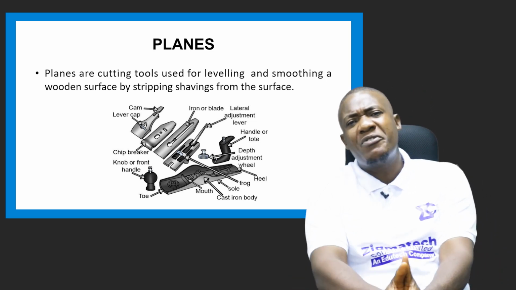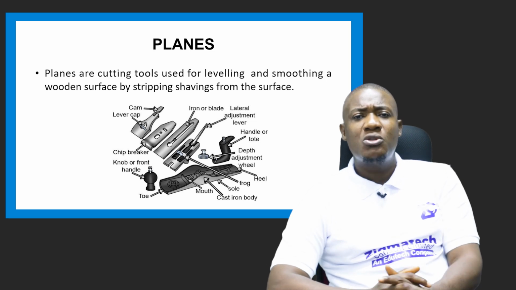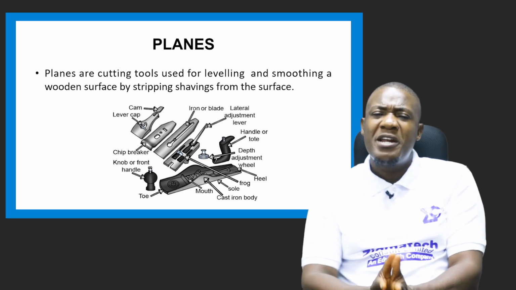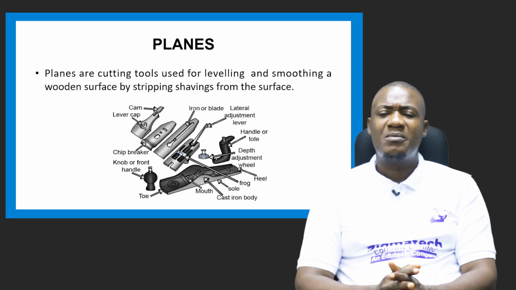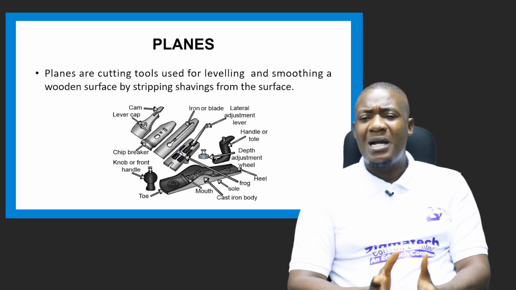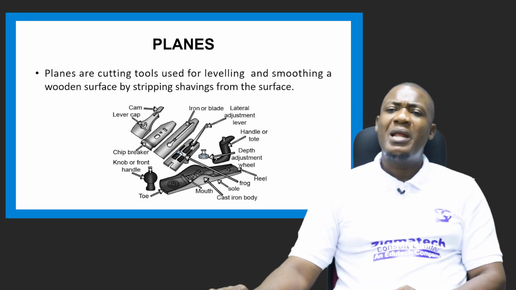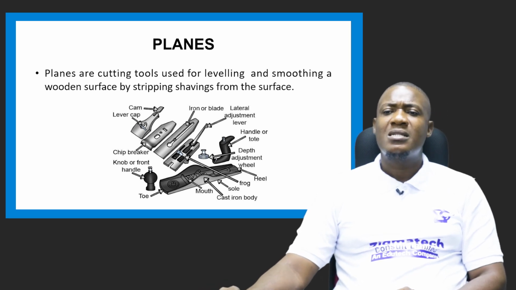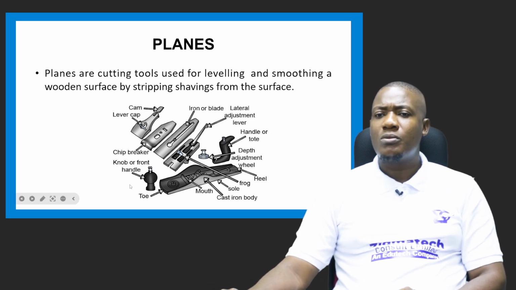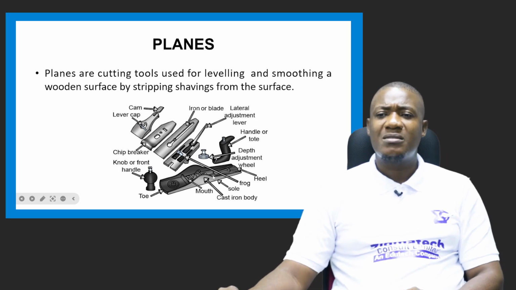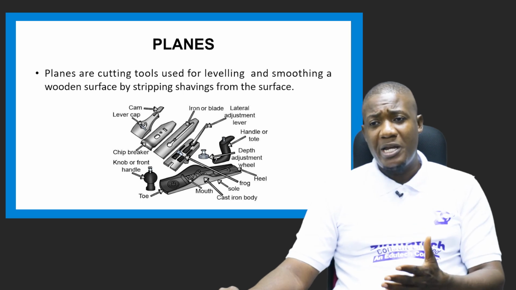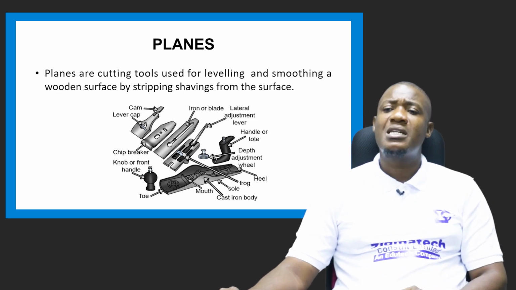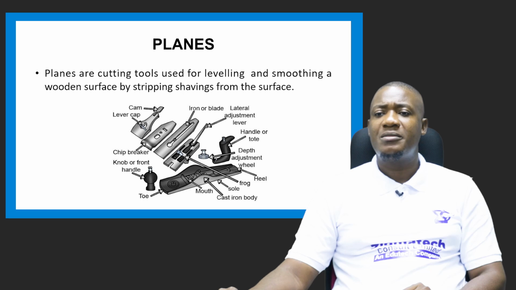But before we talk about different types of planes, I need you to look at different parts of the plane. A plane here has the sole. This is the sole of the plane. This one is metallic. We can have a wooden plane, but this one is a metallic plane. This is the sole of the plane here. This is the mouth of the plane.